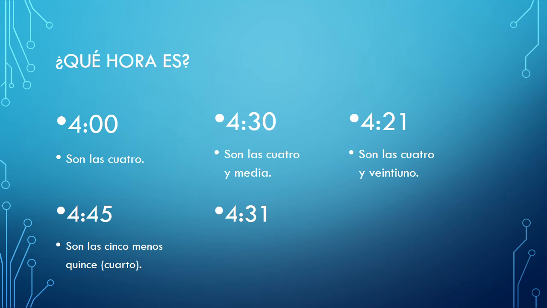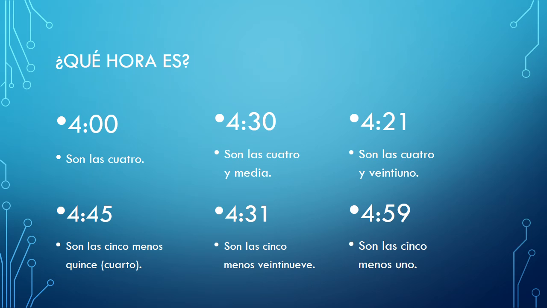¿Qué hora es? So we're just past the halfway mark, so we're going to have to jump up. Son las 5 menos 29. We're 29 minutes to 5. And here, ¿qué hora es? Son las 5 menos 1. So we're 1 minute to 5. Okay, let's keep practicing.